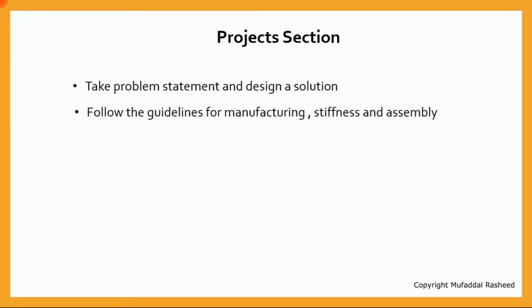This will be done by following the guidelines of manufacturing, stiffness, durability and assembly, whatever we have studied in the theory section of the course. All that will be followed, and using those principles, we will be designing the sheet metal bracket. So I'll be using the software Fusion 360 and the focus over here is going to be on design concepts.